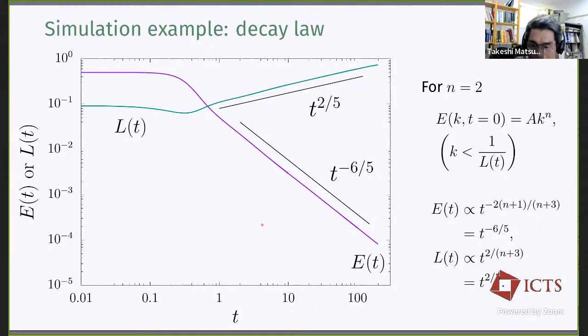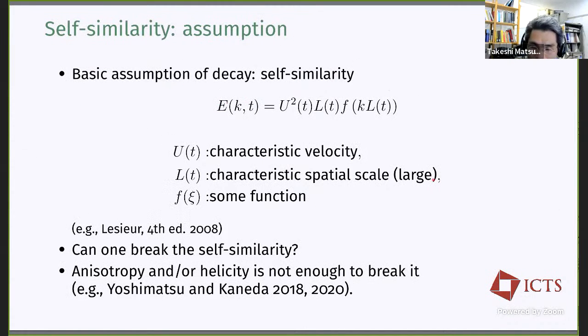Okay, so this is the classical result, and maybe you have seen this in textbooks. Here we would like to move slowly to the modern account of the decay. As I told you, we assume a similar form for the energy spectrum during the decay of freely decaying turbulence. But the question is, is this assumption of self-similarity always valid, or is there a way to break the self-similarity? That is the question we would like to address in this talk.